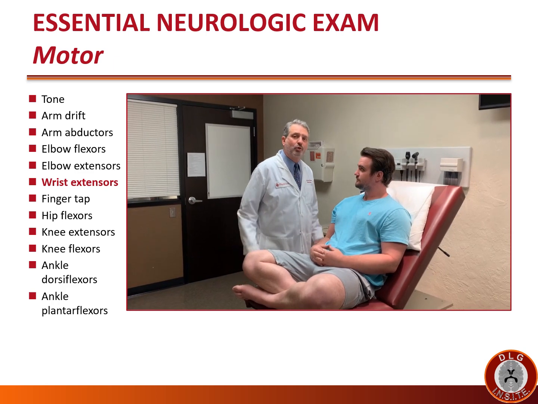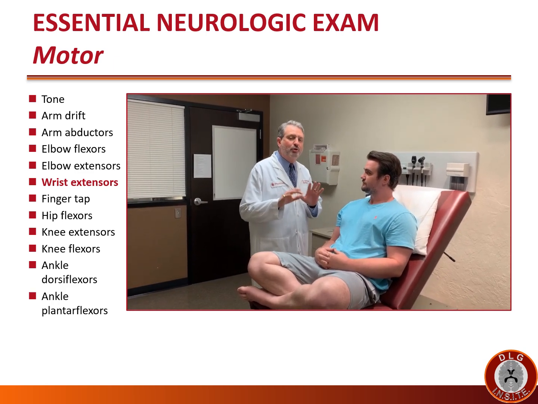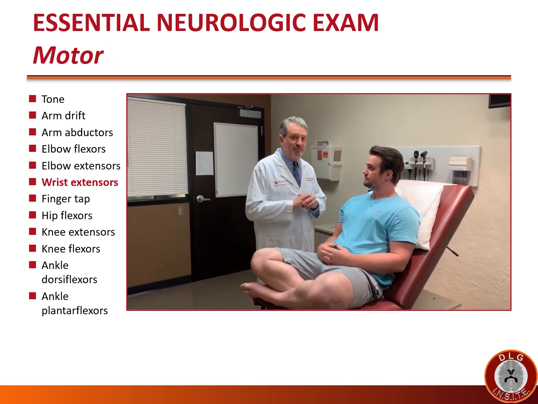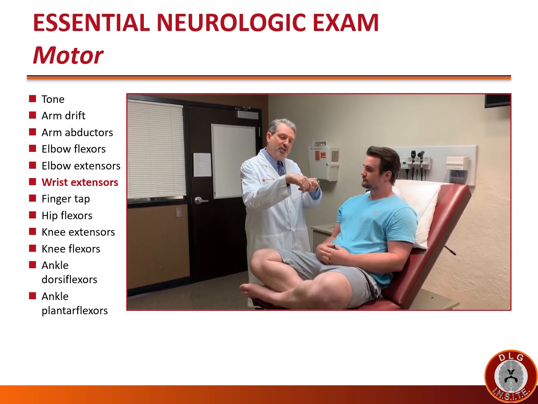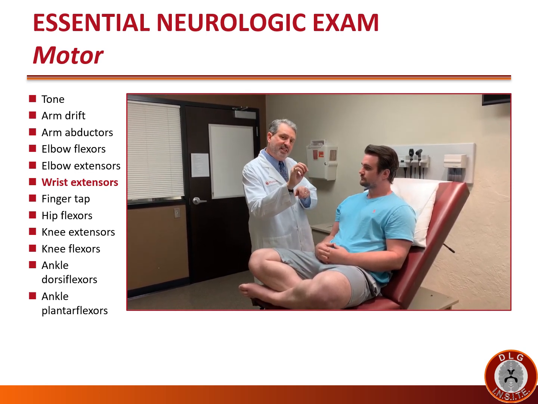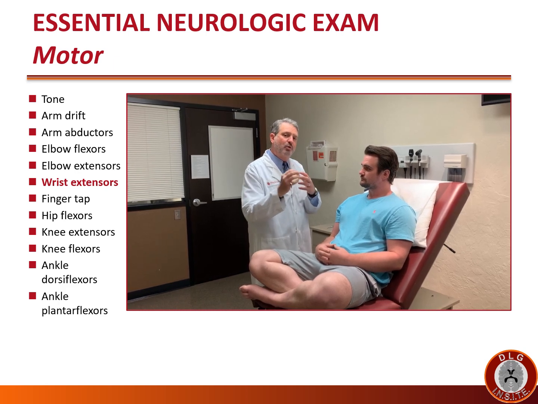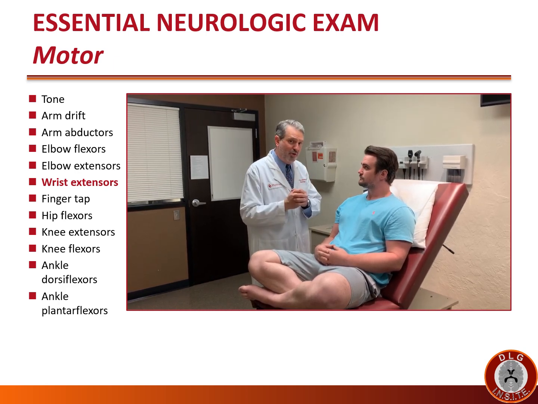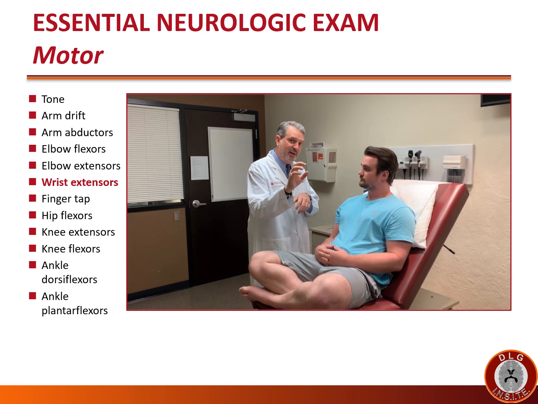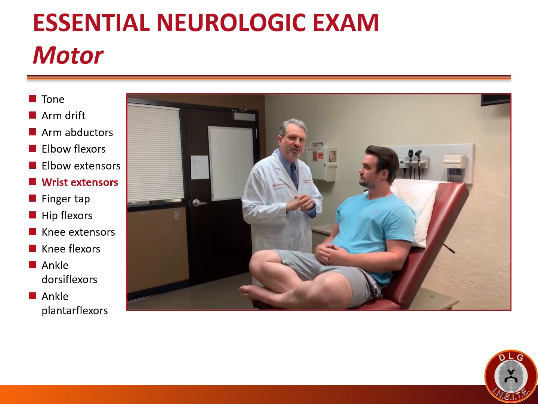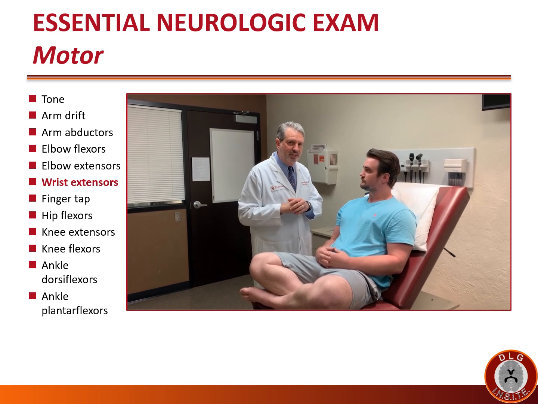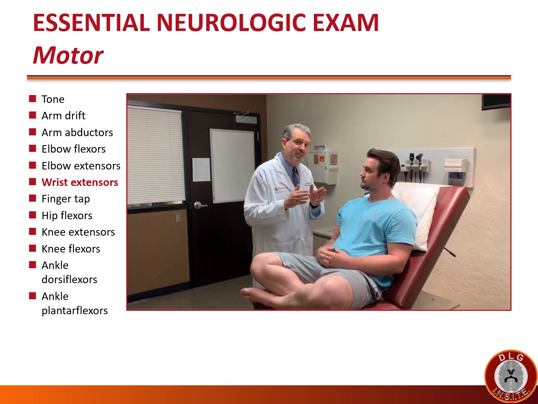Now let's assess wrist extension. Now, you might notice that we're not assessing wrist flexion in the essential neurologic exam. That's because the fingers only work in the wrist extended position. So the brain cares more about, has a lot more neurons for the wrist extension than wrist flexion, right? So we don't test wrist flexion. There's very few problems that cause wrist flexion weakness. So we're not worried about that. In the essential exam, wrist extension.